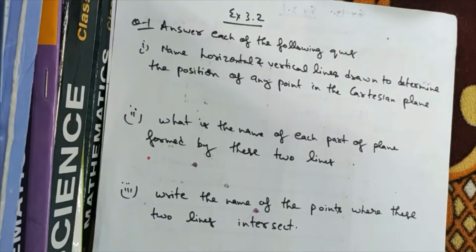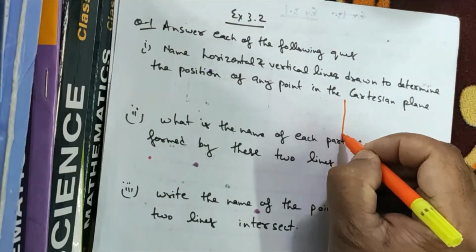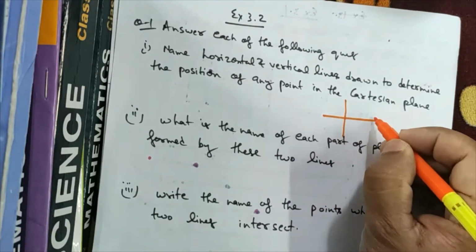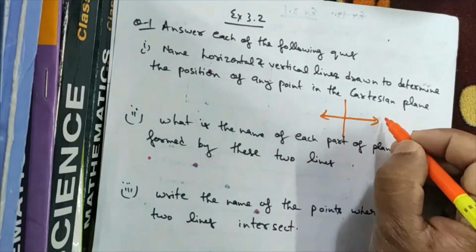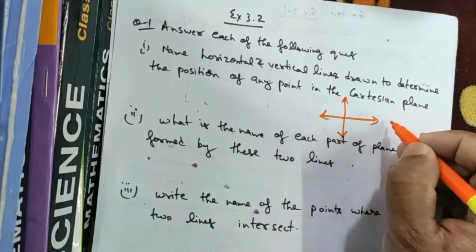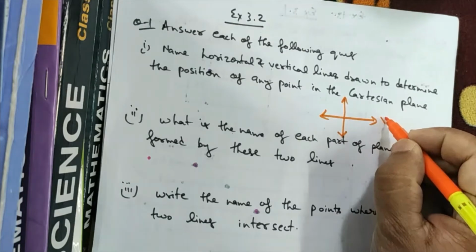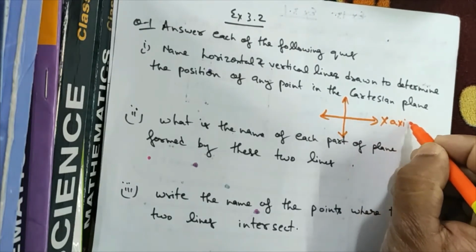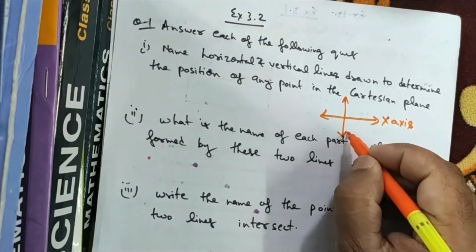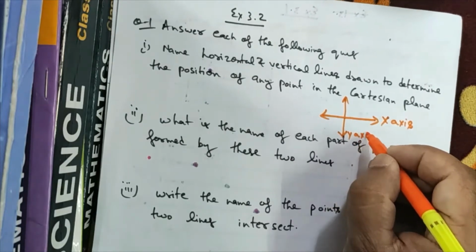Exercise 3.2, question number 1. Name the horizontal and vertical lines drawn to determine the position of any point in the Cartesian plane. So this is the Cartesian plane. What do we call this horizontal line in the Cartesian plane? We call it the x-axis, and the vertical line is called the y-axis.